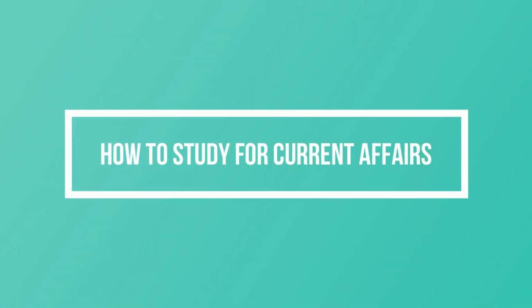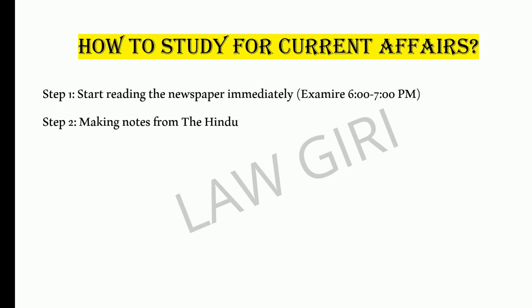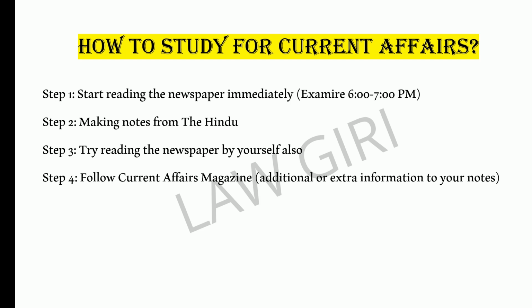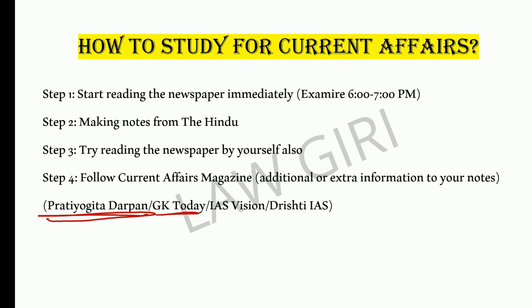How to study for current affairs. Start reading the newspaper immediately, making notes from The Hindu. Try reading the newspaper by yourself. Also follow a current affairs magazine for additional or extra information to your notes. Pratiyogita Darpan, GK Today, IAS Vision, Drishti IAS, any of these you follow, that is going to be a great thing. If you're following The Hindu very closely, I would say go for Pratiyogita Darpan or GK Today. If you're missing out on The Hindu, then you have to go for these magazines.